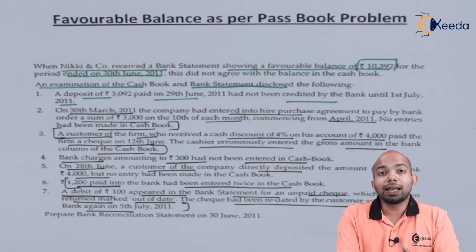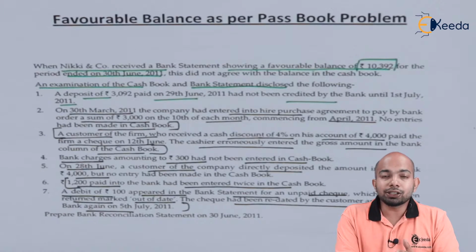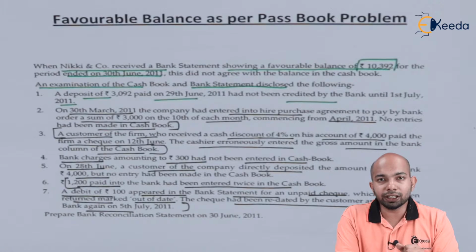We'll further go ahead and make sure that all these illustrations are then further added as per the preparation of the cash book and passbook working. So, we'll go ahead and prepare the working now, and you'll understand how to go ahead and solve this problem, which is a favorable balance as per passbook start point. Let's figure it out.